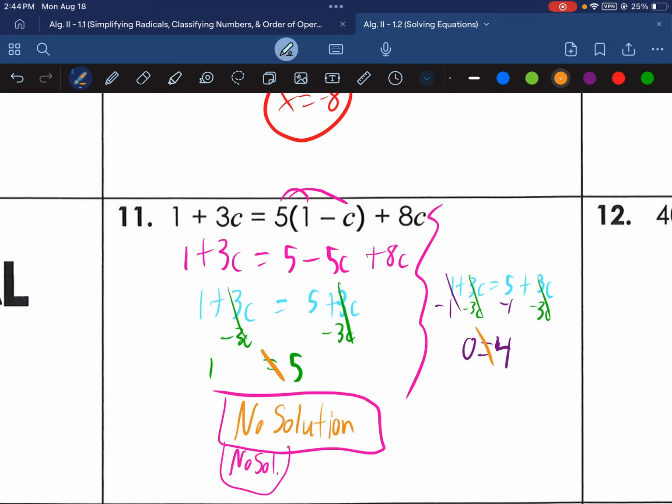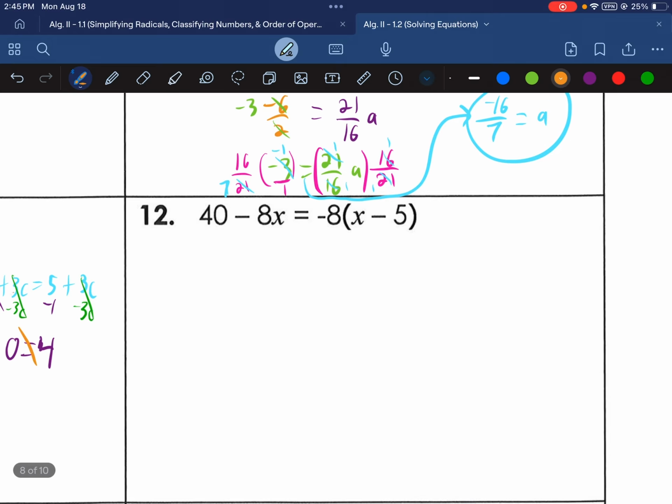Anytime you get an equation that is false, there's no variables, and it is untrue, it is no solution. That means no matter what number you plug in for c, it will never work. You could sit there trying all day long, all week long, all month long, whatever, trying different numbers, and none of them would ever be successful.